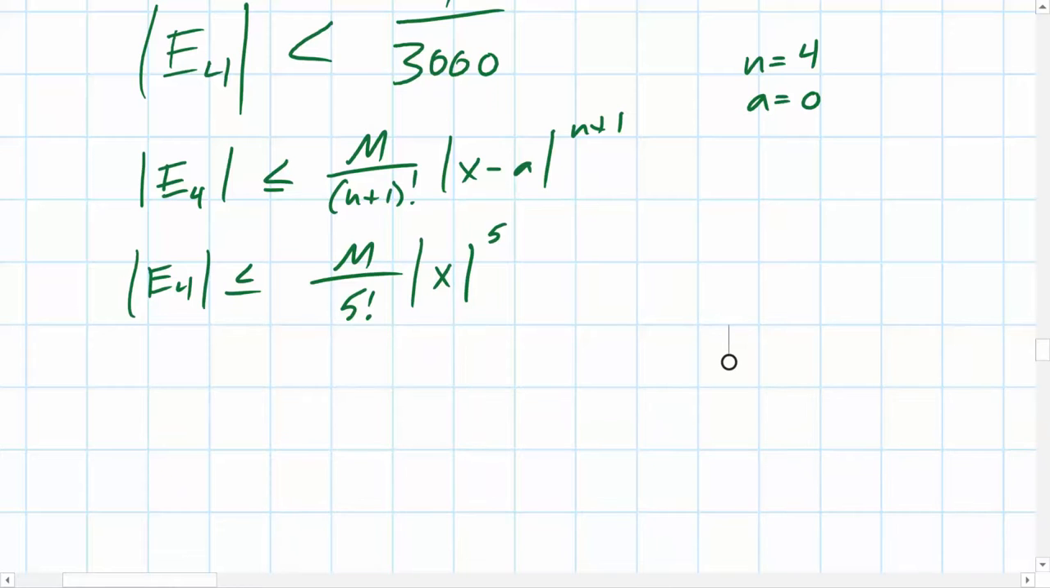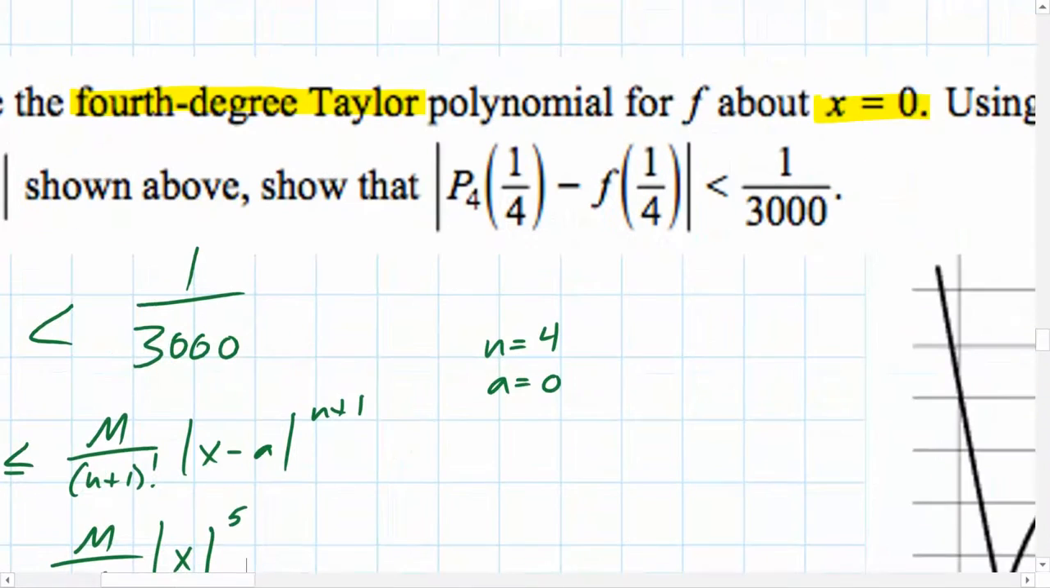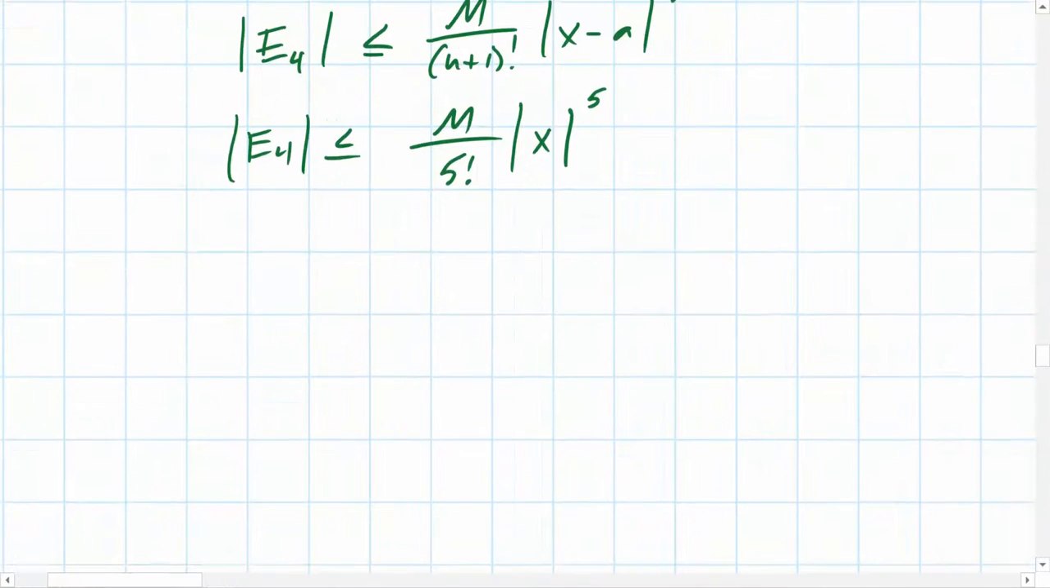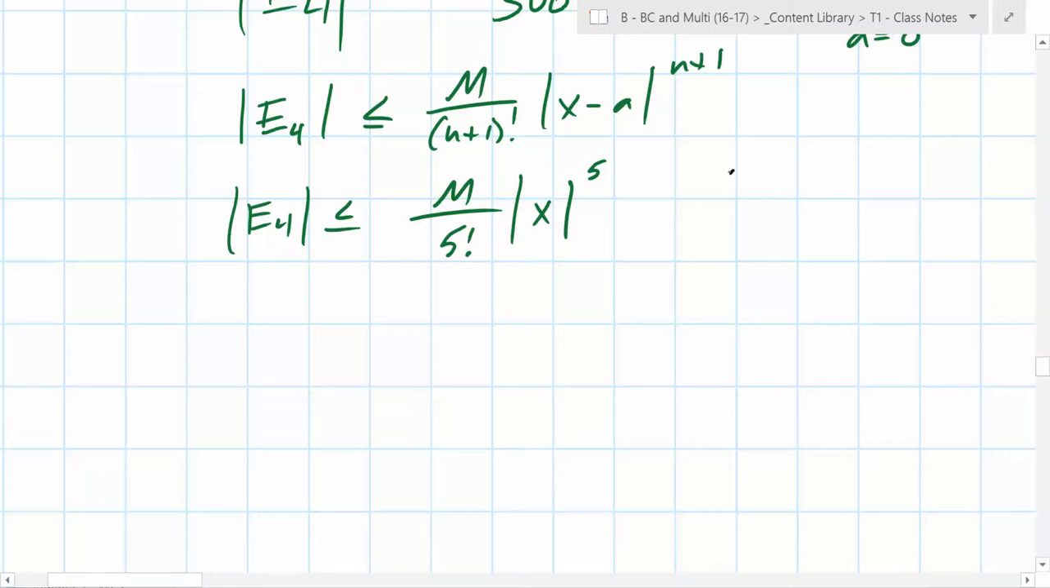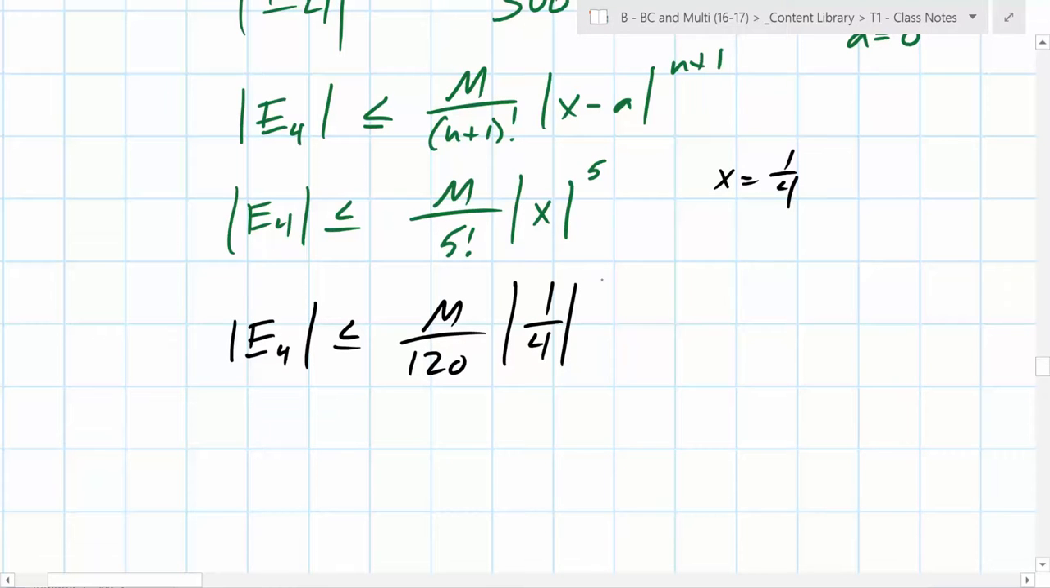X to the 5. So what are we doing here? Also, what number are we plugging in? What are we evaluating it at? 0? Nope. 1/4. It's centered around 0, but we're evaluating it at 1/4. So x does indeed equal 1/4. So we now know, just write it out, takes 2 seconds, M over 120, times 1/4 to the 5th.